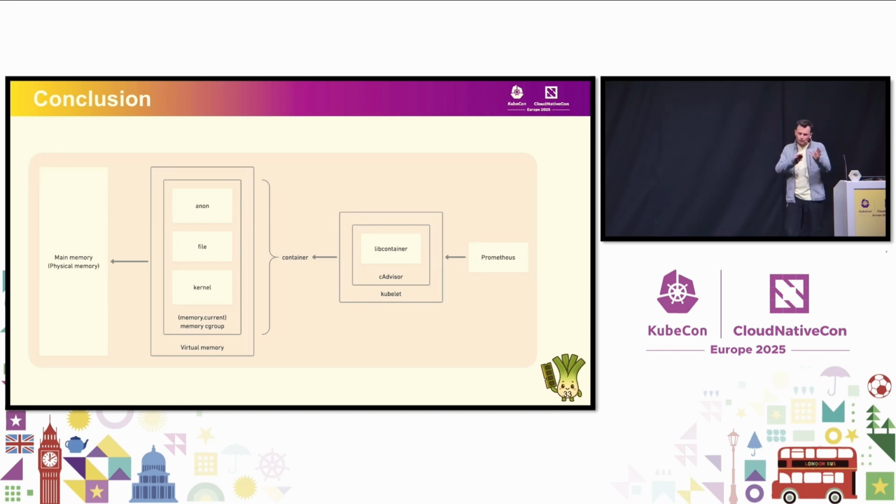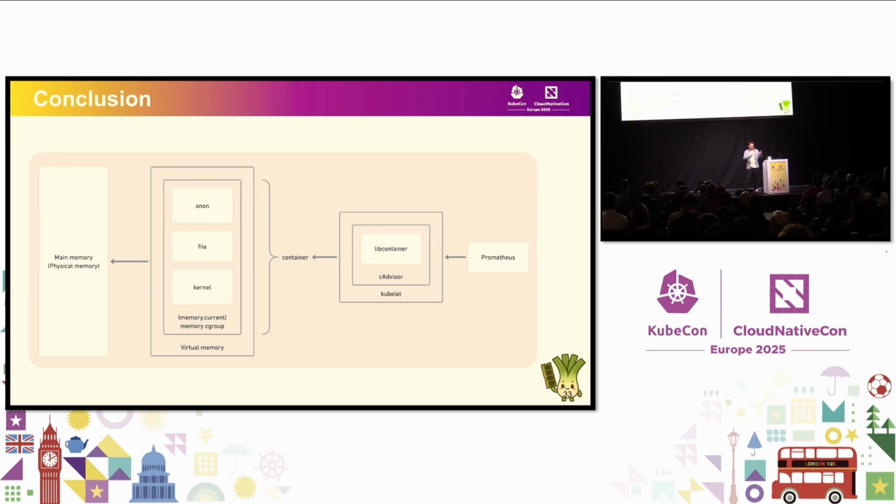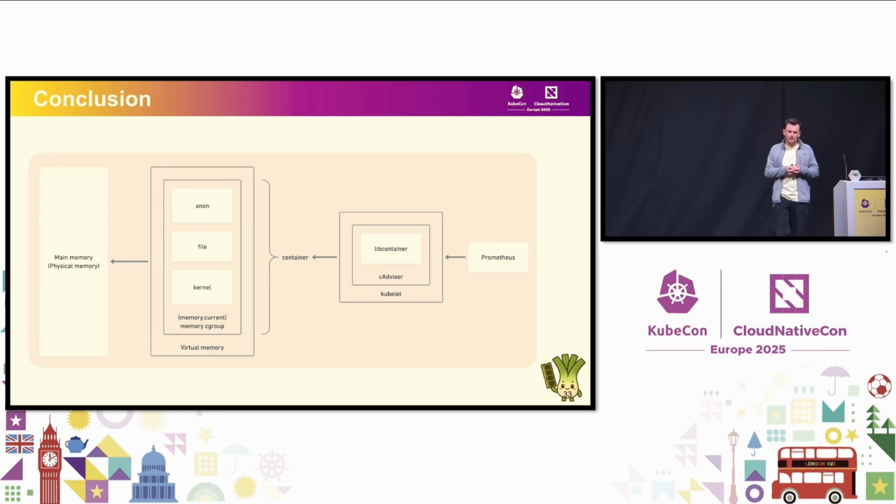So this is the conclusion, going from the physical to Prometheus again. We have this main memory. It's impacted by the objects that have been allocated on the heap, the files that have been cached, the kernel structures that have been allocated, or even more. You have this physical memory on the side, and the best you can do is using this memory current stat from the cgroup. So this is an accounting of this thing.